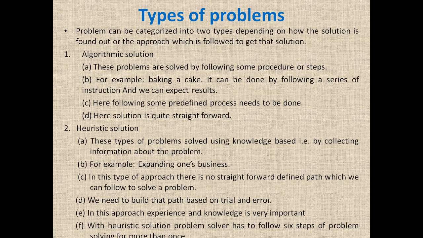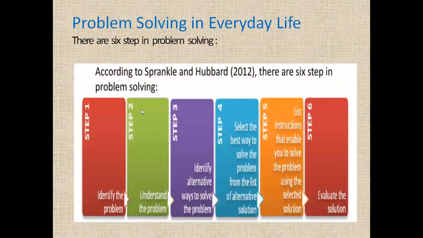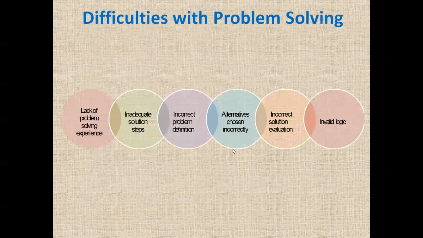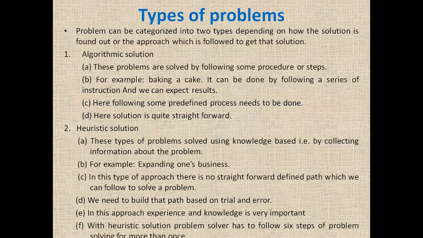So heuristic solutions are nothing but this: we need to follow those 6 stages of problem solving more than one time. These 6 stages which we use to find the solution, we need to apply more than one time to get the solution in the case of heuristic solutions. In this approach the experience and knowledge are very important, and with a heuristic solution the problem solver has to follow the 6 steps of problem solving more than once.